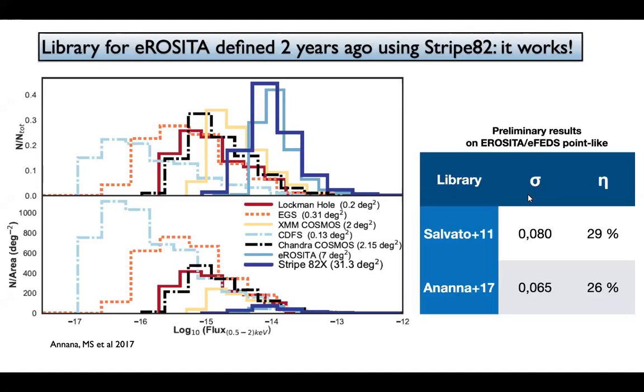So here I'm running the photo-z again for eROSITA in the eFEDS, and you see that if I use my old templates for the point-like sources, my accuracy is lower and my fraction of outliers higher with respect to the same results obtained using the library that we made for Stripe 82. So better accuracy and a lower fraction of outliers. So the concept is actually really working.